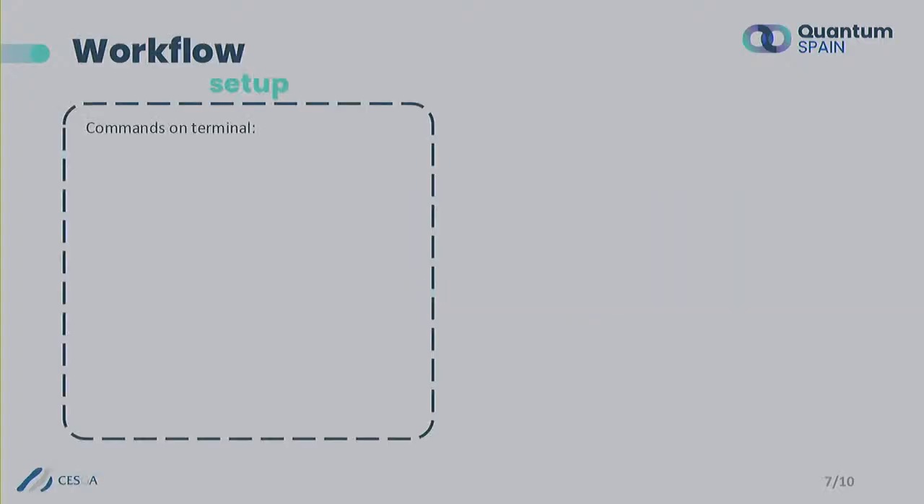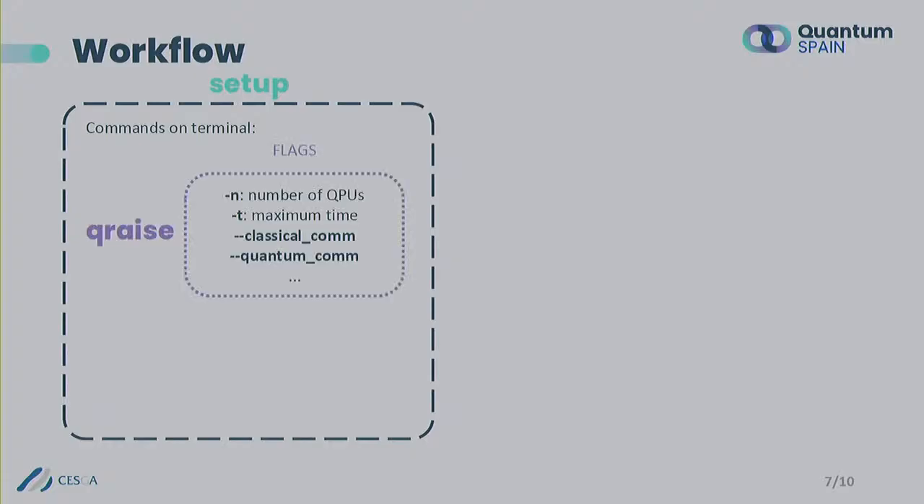Okay, so for setting up, you would go to your terminal in your HPC environment, Finisterrae or Mare Nostrum, and you have a command, qraise, to raise the QPUs. Pretty simple. You just specify the number of QPUs you want to deploy and for how long. You can have them with classical communications or quantum communications. You can provide calibration data from real QPUs in order to simulate them.